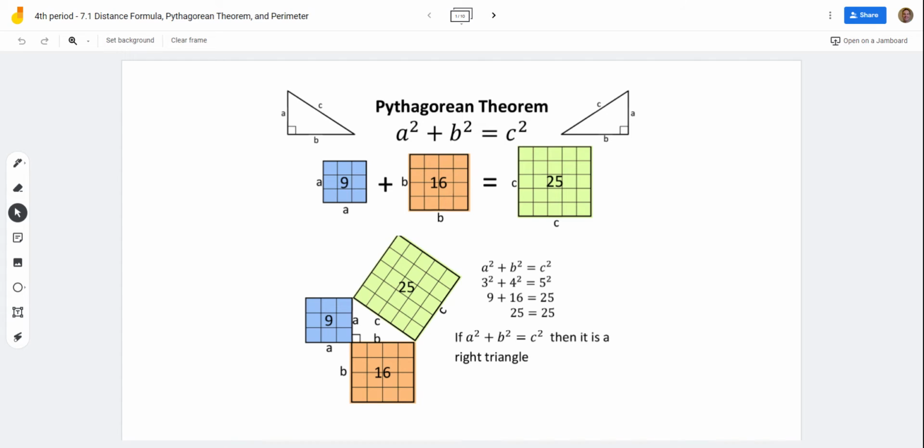So today we're going to be talking about the Pythagorean theorem. And the Pythagorean theorem is probably one of the most famous, most ancient, and probably most useful facts in math.